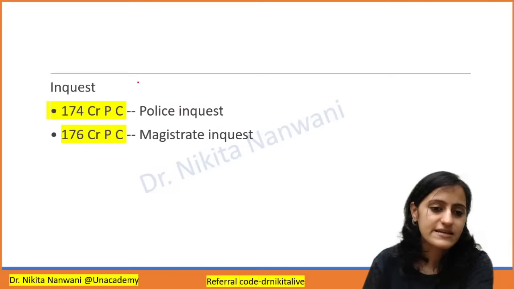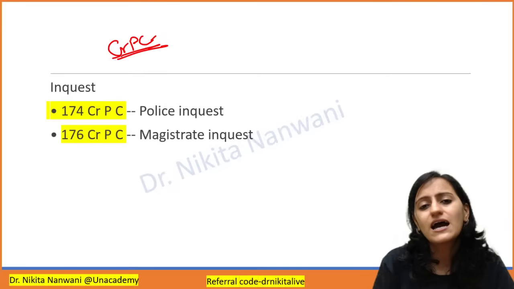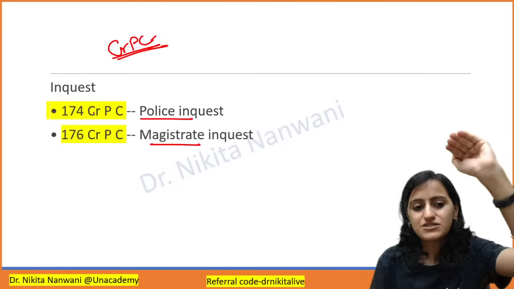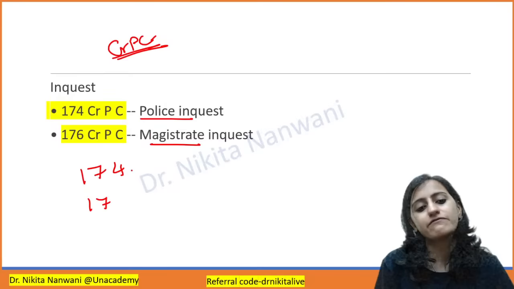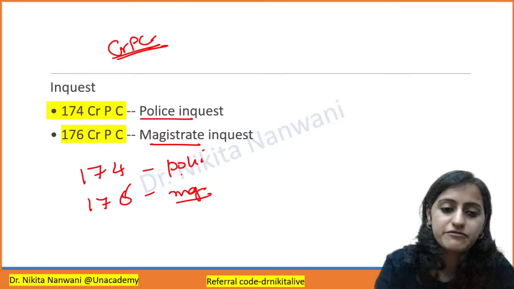Then you have your CRPC. Now remember, this is CRPC, not IPC. IPC is the one which defines the crime and the punishment for crime. CRPC is your procedure kya hona chahiye. So police inquest and magistrate inquest. Police niche thoda 174, magistrate upar, uske upar ka number 176. So you have 174 and you have 176. That is police inquest and magistrate inquest. 174 and 176. Okay, 174 and 176.